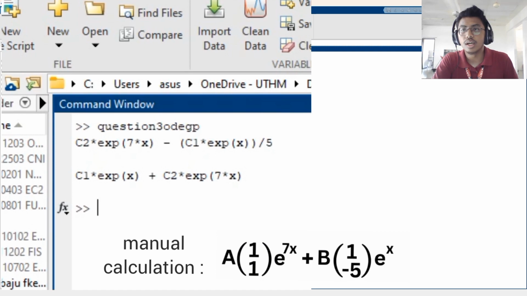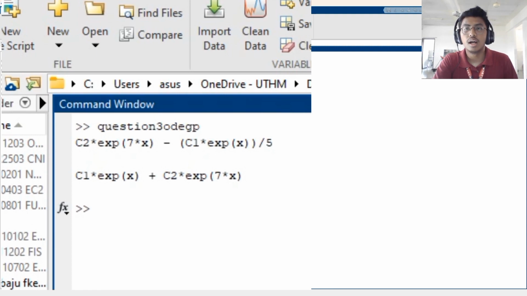So if we take a look at the manual calculation, it is the same as the MATLAB calculation. It is different at the constant name. In manual, we use A and B, but in MATLAB, by default, it uses C1 and C2. So as long as the exponent power is correct according to their constant value, it is correct.